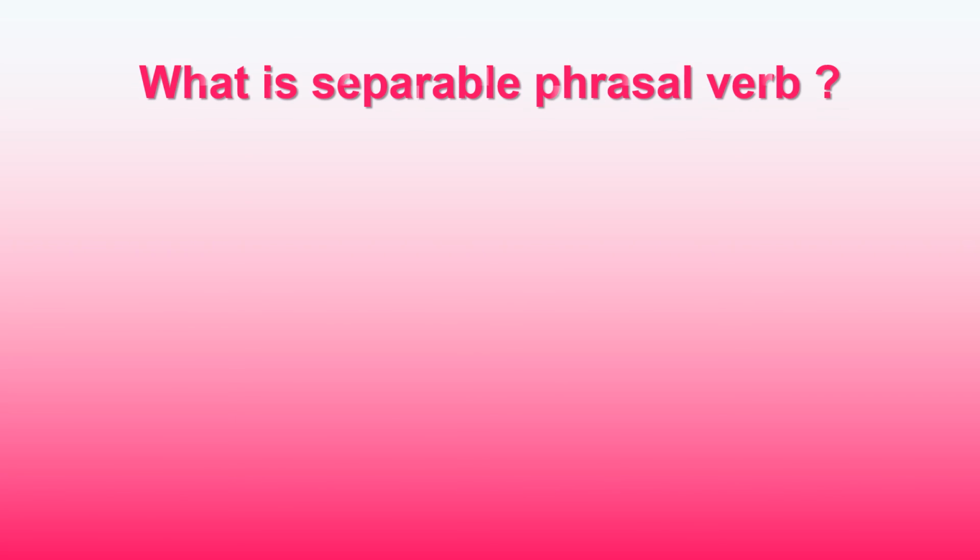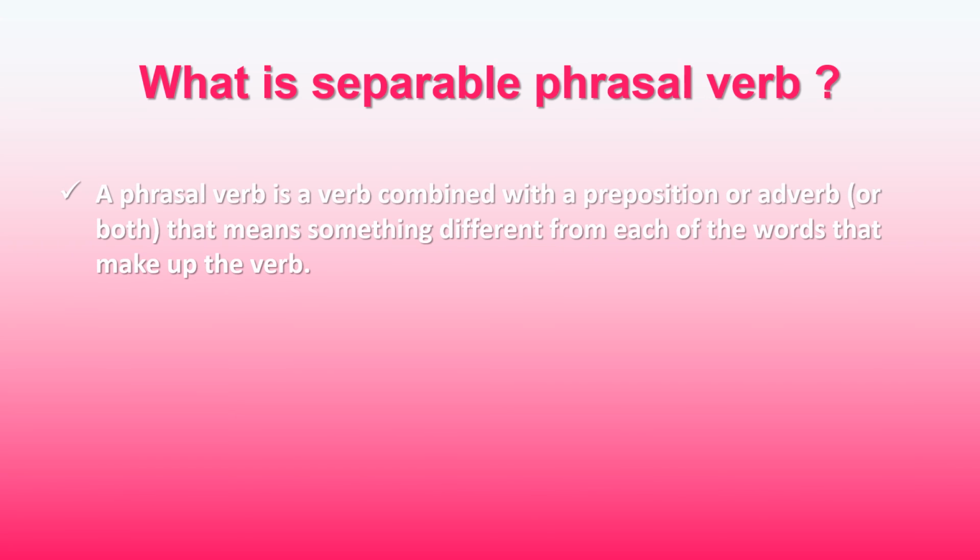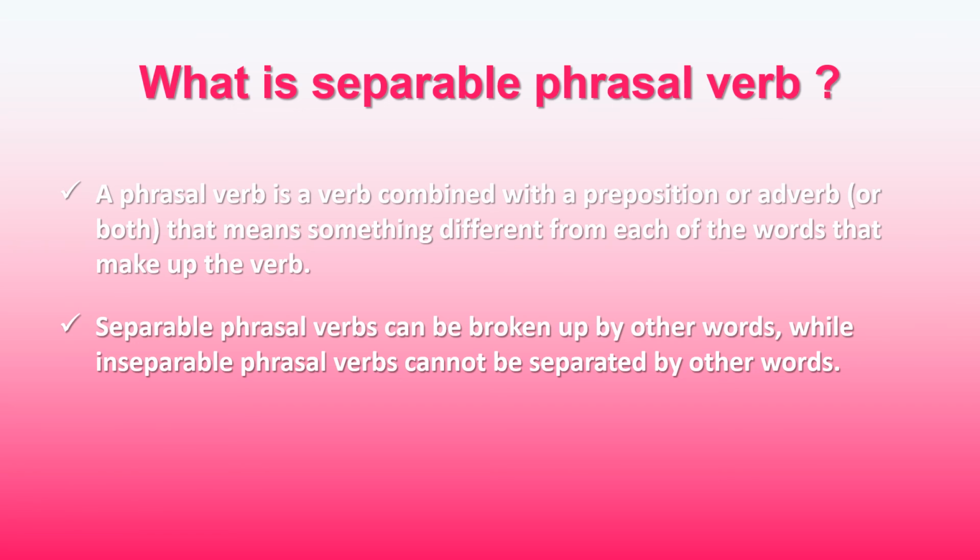Now let's go to the separable phrasal verb. If a phrasal verb is a verb combined with a preposition or adverb or both, that means something different from each of the words that make up the verb. A separable phrasal verb can be broken up by other words, while an inseparable phrasal verb can't be separated by other words.